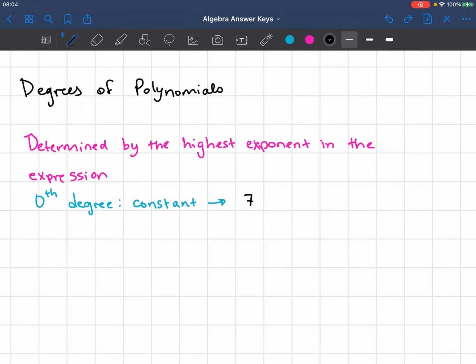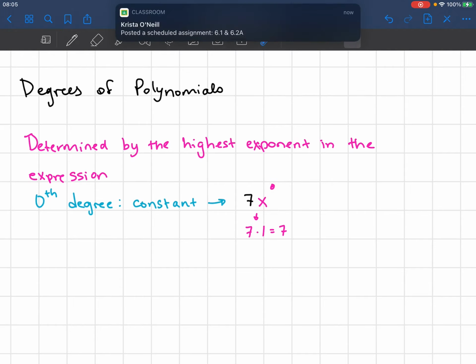So 7 is an example of a polynomial of the 0th degree. The reason it's called that is there's a secret variable here, so you could imagine any variable you wanted, and you would raise it to the 0th power. And remember that anytime you raise anything to the power of 0, it just becomes 1. So this is actually saying 7 times 1. In reality, we do not need to write this part here, but we do know that this 7 is multiplied by a secret variable to the 0th power.